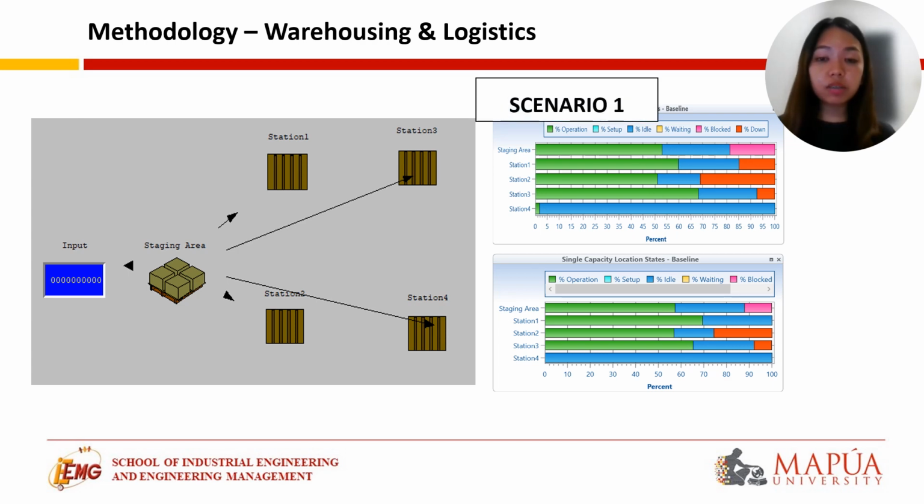Now let's proceed to the results. For scenario 1, this figure shows the time distributions of each location in terms of operation time, setup, idle, waiting, block, and downtimes. In this first scenario, it can be seen how Station 2 contributes the most to the downtime percentage, followed by Station 1.